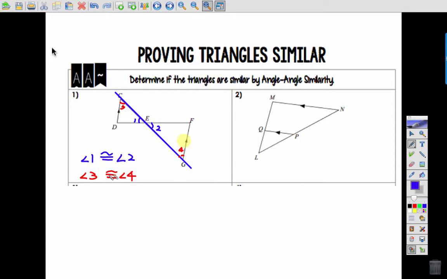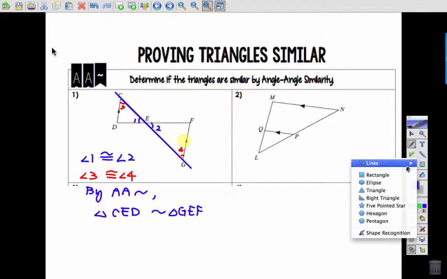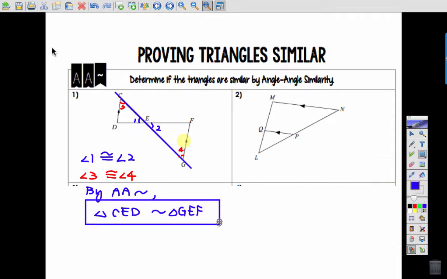Now, because of this, by AA similarity postulate, I can say that triangle CED is similar to triangle GEF. Again, pay attention to the sequence that you use. Okay, so that's how we use the parallel lines. And let's look at the second example. I have parallel lines. I have ML as my transversal.